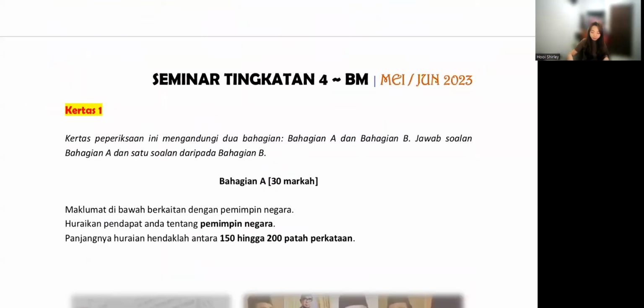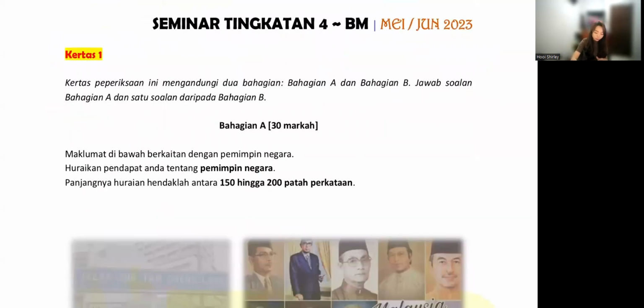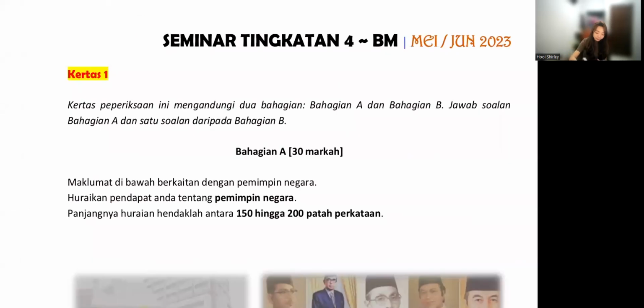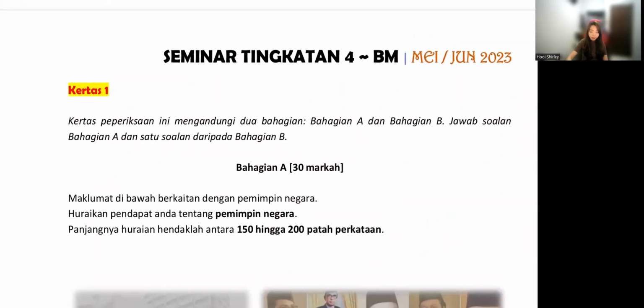Okay, so look at this one. For your kertas satu, which is the short essay, karangan bahan rangsangan, bahagian A, how many marks is it? 30 marks. So the words limit is 150 until 200. Minimum is 150, maximum is 200. So how many paragraphs you need to write for this one? 4 to 5.